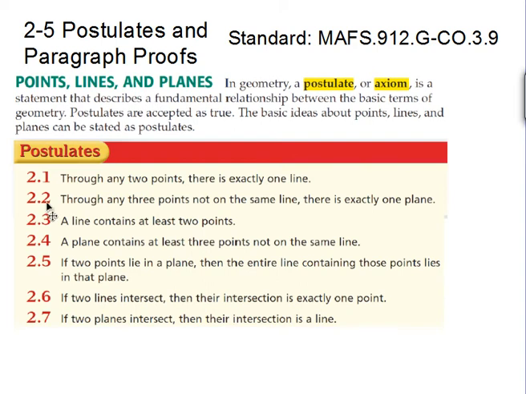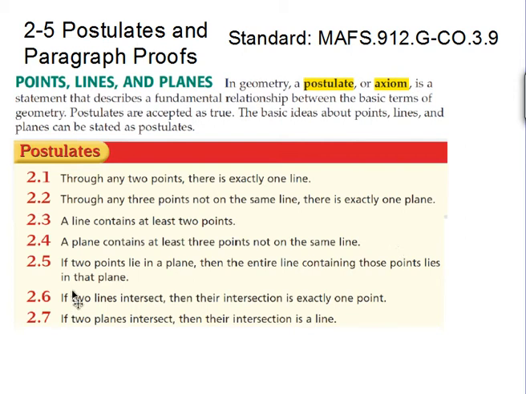These are seven of them, and pretty much all of them: through any 2 points, exactly one line. We went over that. Through any 3 points not on the same line, there's exactly one plane. Not on the same line, another word we can use for that is non-collinear. A line contains at least 2 points, correct.